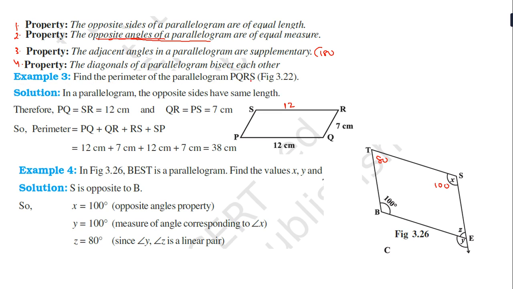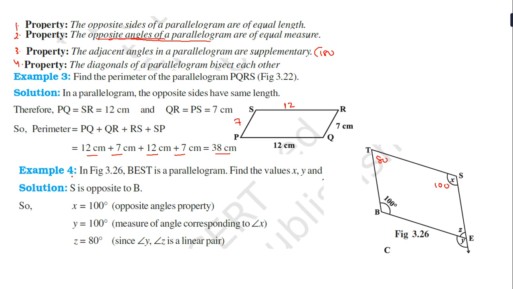Find the perimeter of parallelogram PQRS. So we can use property number 1. Opposite sides of a parallelogram are of equal length. So here 12, here 12, and here it is 7. So 12 plus 7 plus 12 plus 7, that is 38 centimeters.